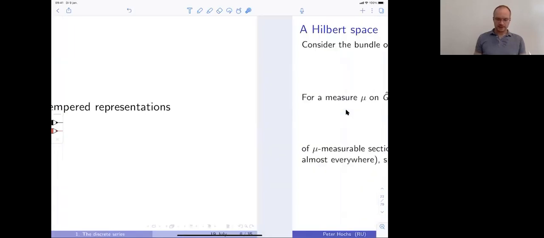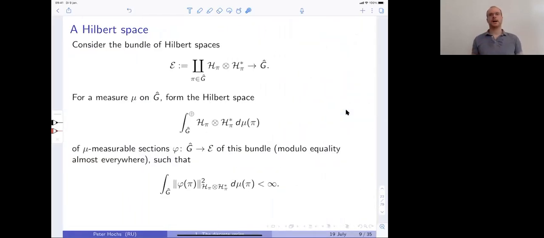So template representations are motivated by trying to decompose L2 of G, the left and right representations, into irreducibles. So here's some preliminary notation. We can look at this bundle of Hilbert spaces. There's no topology or coherence between the fibers in this definition. So we just take the bundle which, at each irreducible unitary representation pi, has as its fiber the Hilbert space for pi times the continuous dual space of the Hilbert space of pi. So we just put them together as fibers of some bundle over G hat.